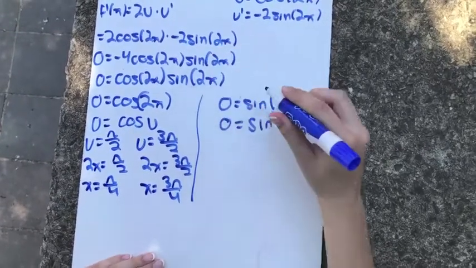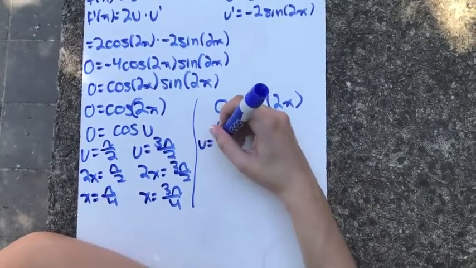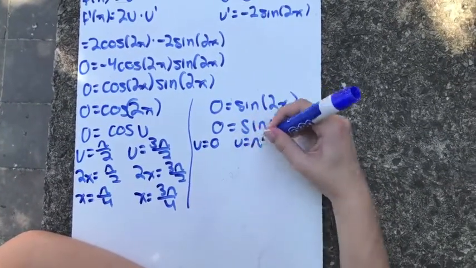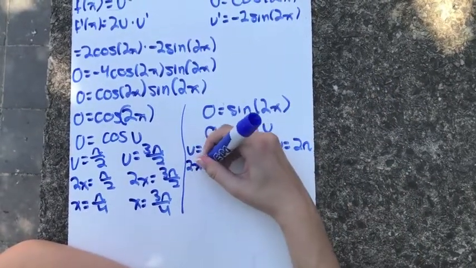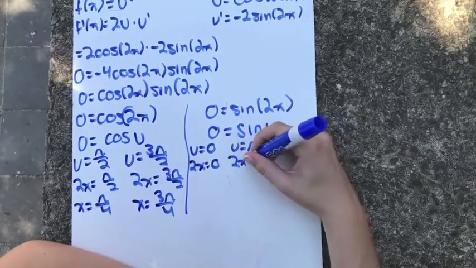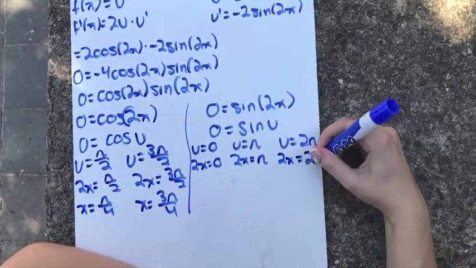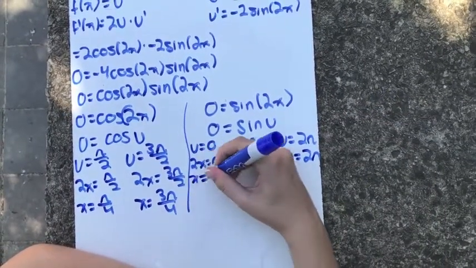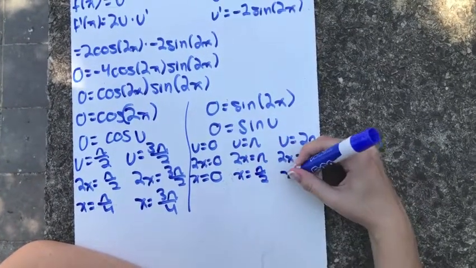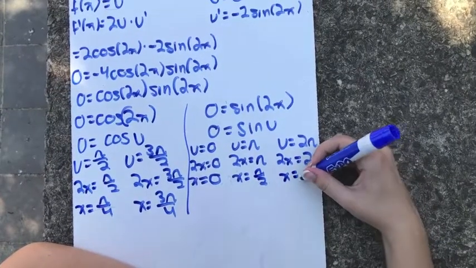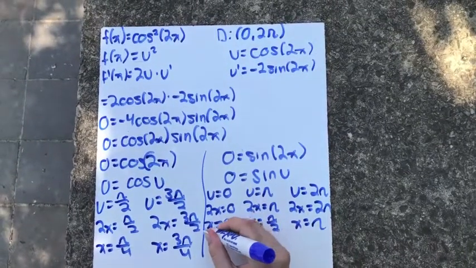Now we're going to find where sine of u equals 0. And that's going to be u equals 0, u equals pi, and u equals 2 pi. Plug in for 2x, so you have 2x equals 0, 2x equals pi, and then 2x equals 2 pi. Solve for x equals 0, x equals pi over 2, and x equals pi. However, x equals 0 cannot work because it is not in our stated domain.